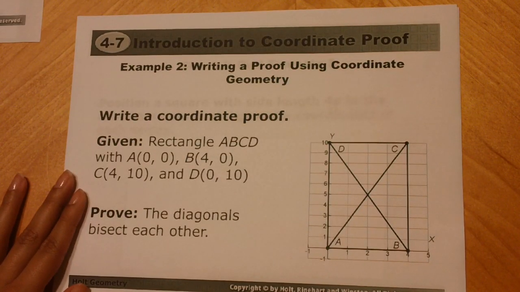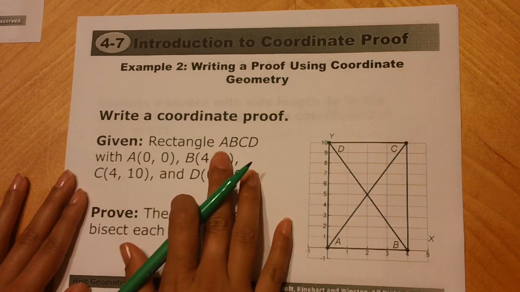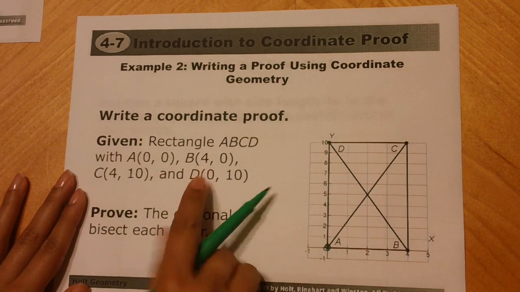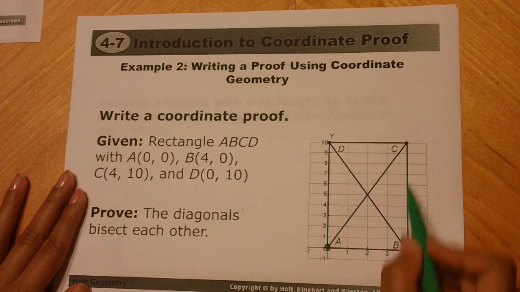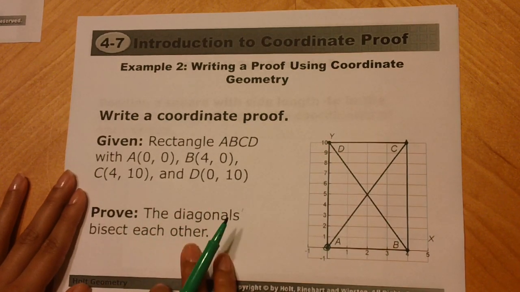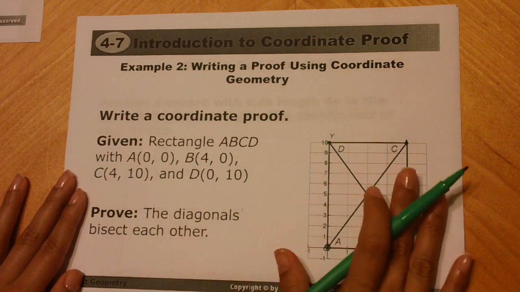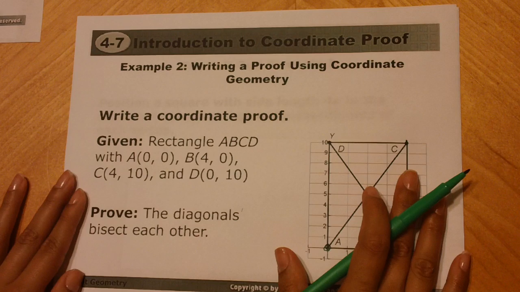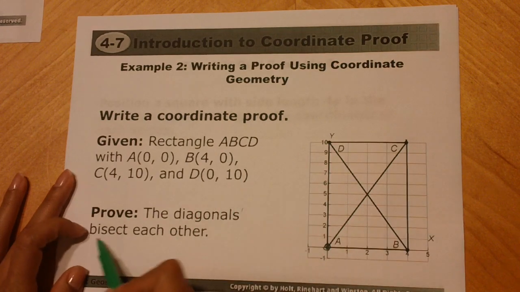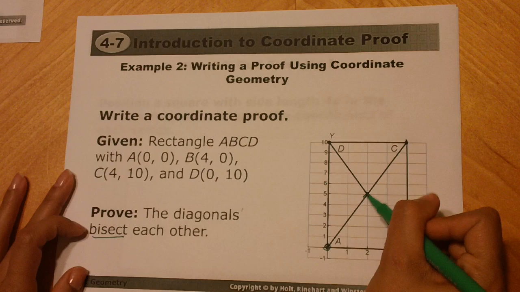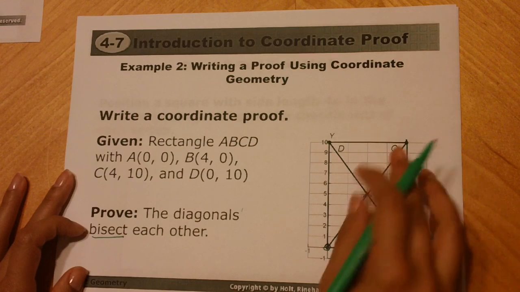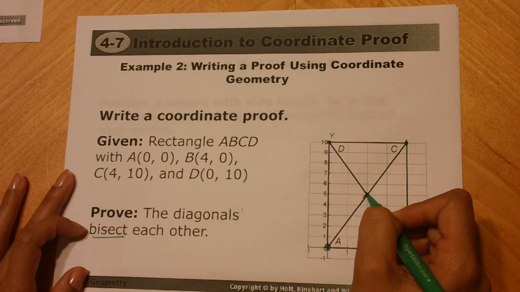So here's the proof that you're going to have to do. They gave you that there's a rectangle ABCD with A at 0, 0. And you'll see that I've already have this graphed for you. B is at 4, 0. C is at 4, 10. And D is at 0, 10. What they want you to do is they want you to prove that the diagonals bisect each other. If I just had this shape with no other information, then I wouldn't have enough information to make this proof. But because it's on a coordinate grid, if they're bisecting each other, then that means that these lines intersect at the center of both diagonals. And because I have it on a grid, I can figure out where that center or that midpoint is.